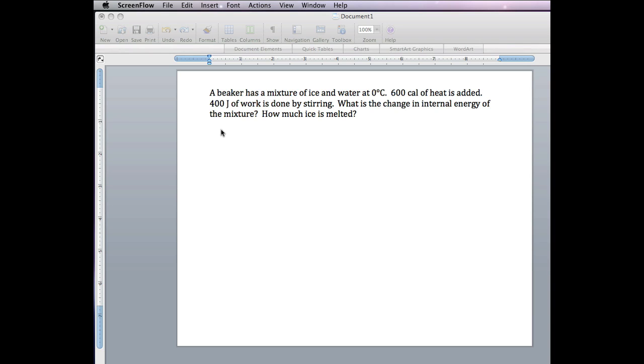The amount of heat added is 600 calories, so that's our Q. And the heat is added, which means that that value is positive. The amount of work done is 400 joules. That's work done by the surroundings on the system, so that work done is negative.